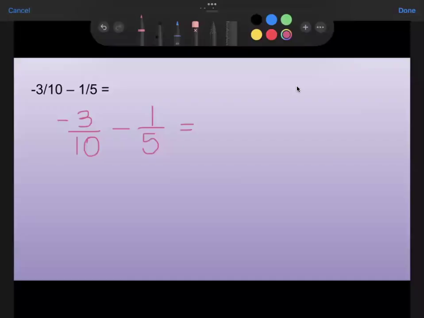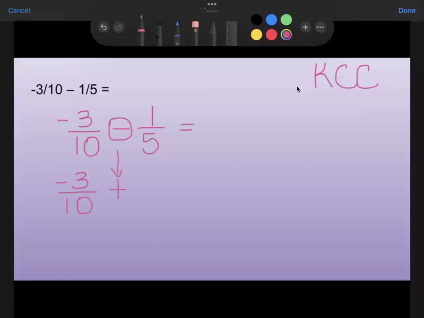So let's use our subtracting integers rules this time. So when we're subtracting integers, we use a method called keep, change, change. That means we keep the first integer, or in this case, rational number, the same. So I'm going to keep negative 3/10. My first C for change is to change from subtraction to adding. So I'm going to make that a plus and bring it down.